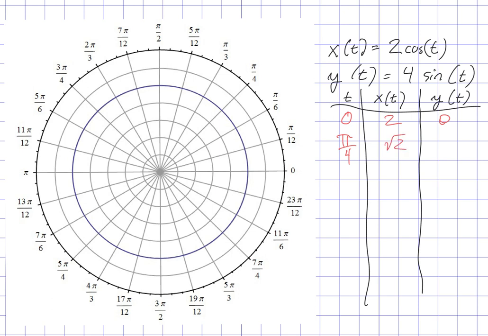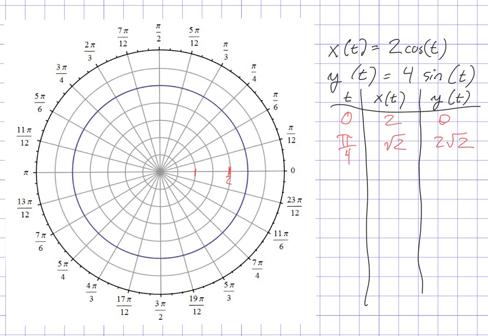And then my y coordinate, my y of t, is 4 times sine of pi fourths. Sine of pi fourths is the same thing, square root of 2 over 2. Times 4 would be 2 root 2. So if I call this 1 and this one 2, just so we have space. So this is 2 over. My first point was going to be at 0, 2.